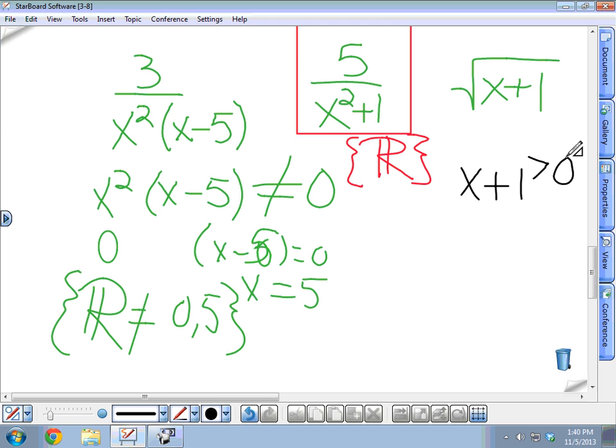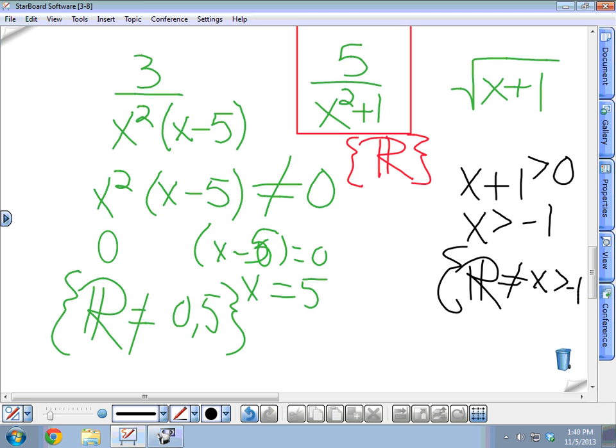So how do I solve that for x? Subtract 1 from each side. So x has to be greater than or equal to negative 1. Negative 1 will work, because negative 1 plus 1 is just 0, and the square root of 0 is 0. That's fine. You can have 0. You can't have a negative number. So you can't have anything smaller than negative 1.